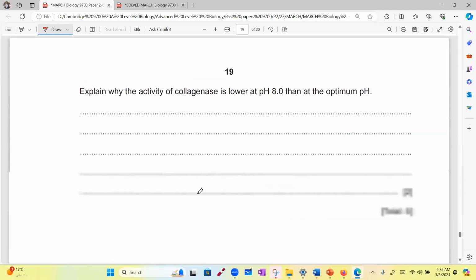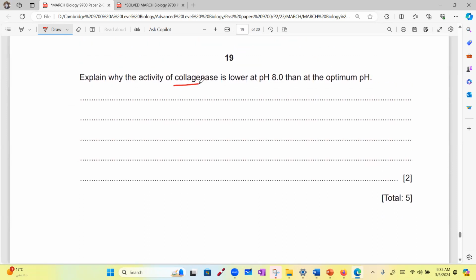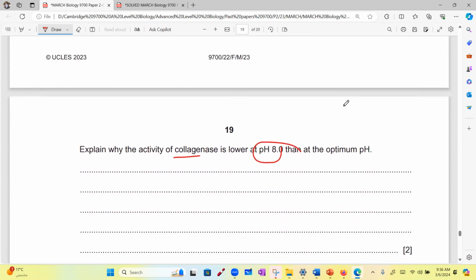This is a graph. What do they want here? Explain why the activity of the collagenase is lower at this pH than the optimum. Now, this is an O-level question. Hydrogen ion? You mean it will be more acidic? What will this do to the enzyme? Yes, and you will discuss.